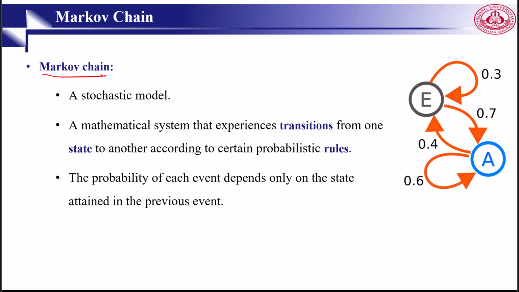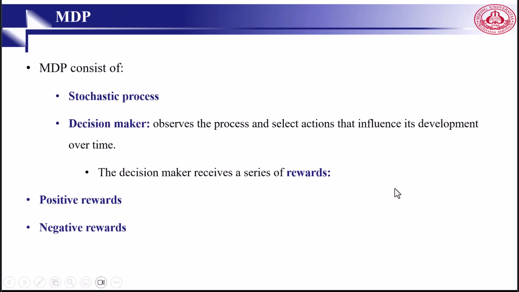For example, here we have this chain. We are in state A, right? If we take an action, by 40% probability, we move to state E. So this is state A, this is state E. If the agent is in state A and it takes action A1, by probability of 40%, it will go to E, and by probability of 60%, it remains in the same state. If the agent is in state E and takes an action like A2, by probability of 30%, it will remain in the same state. By probability of 70%, it will be in state A. This is called a Markov chain.